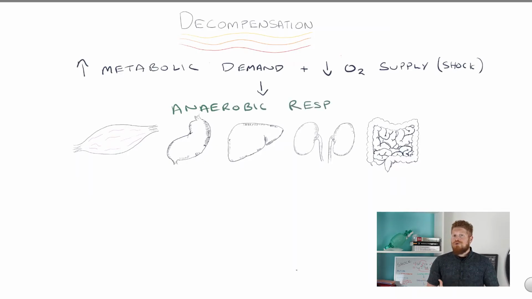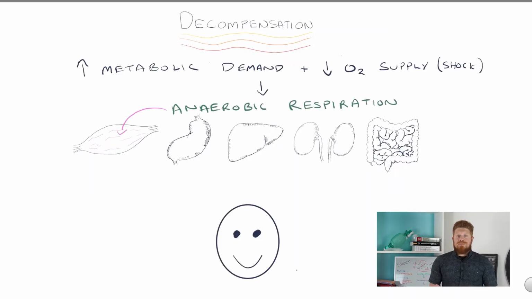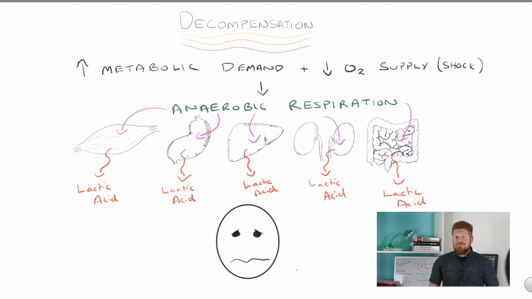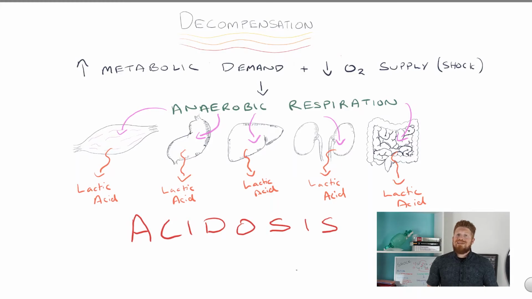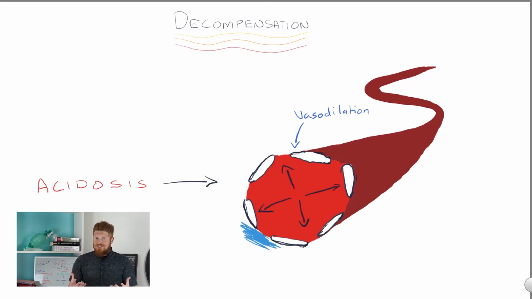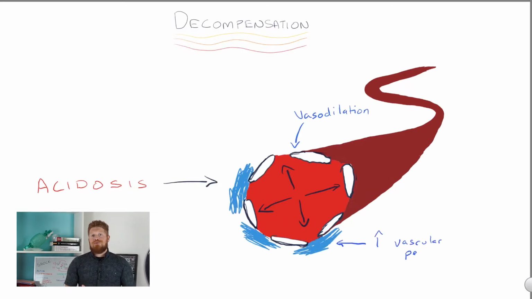Now remember that anaerobic respiration is an option for our body, but when it does that, it produces lactic acid. The more muscles in our body and the more organs in our body that are relying on anaerobic respiration, the more lactic acid is produced. The more lactic acid there is, the more acidic our blood becomes, leading to the development of a metabolic acidosis. Now, one of the many problems that arise from a metabolic acidosis is that acidosis promotes widespread vasodilation and an increase in capillary permeability. This is bad.